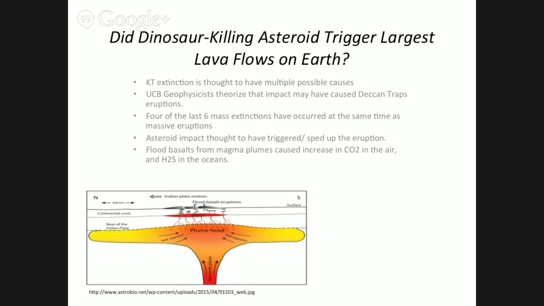And since these are attributed to the flood basalt eruptions, that's a lot of carbon dioxide into the atmosphere, as well as, from the homework we learned, that also causes hydrogen sulfide in the oceans to increase, I think from the bacteria. And these eruptions are thought to have also, along with the asteroid impact itself, led to the extinction of the dinosaurs.